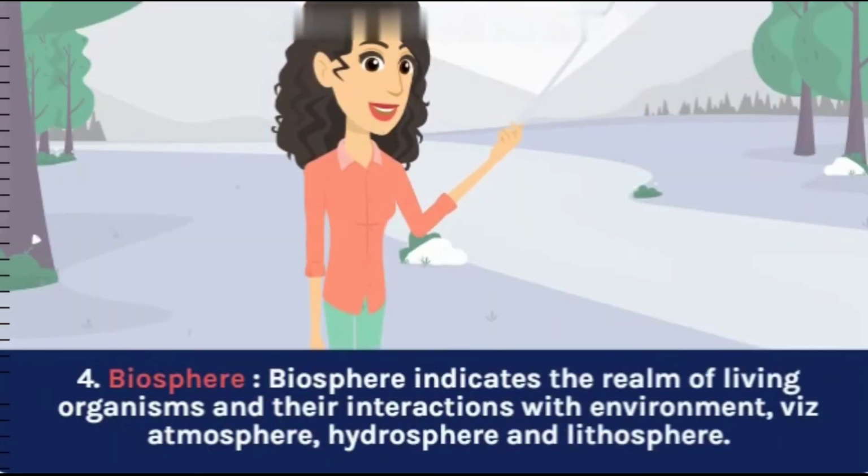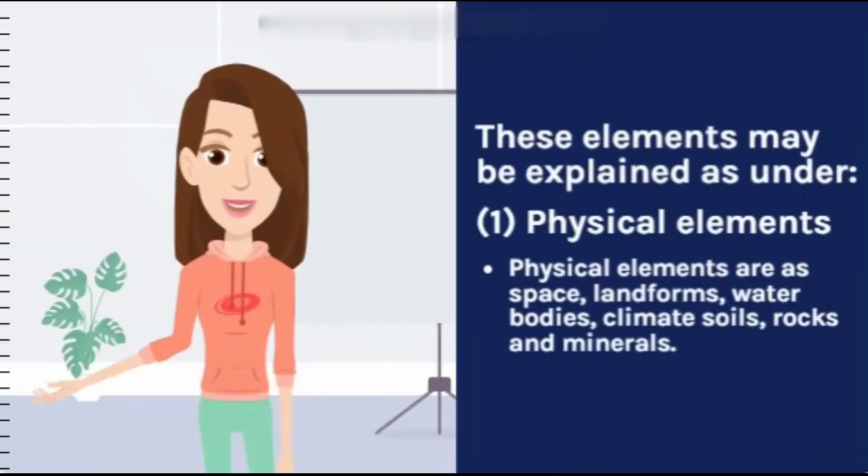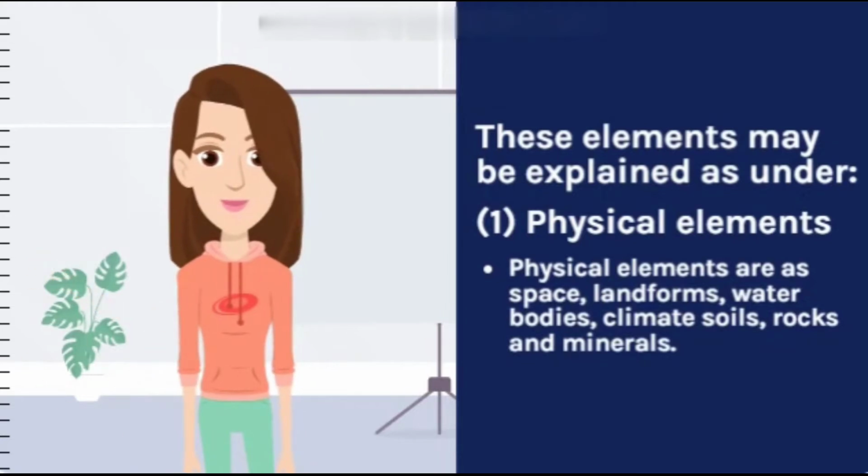4. Biosphere. Biosphere indicates the realm of living organisms and their interactions with environment, viz. atmosphere, hydrosphere and lithosphere. Elements of environment. The environment is constituted by the interacting systems of physical, biological and cultural elements interrelated in various ways, individually as well as collectively.